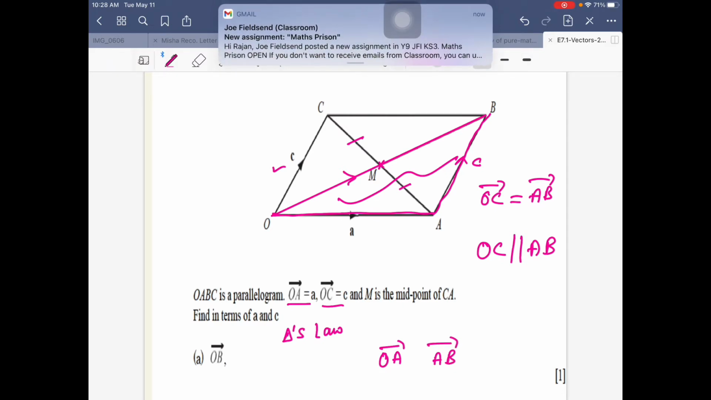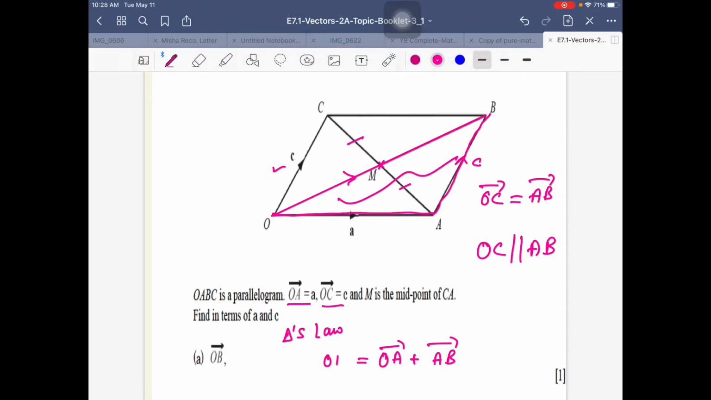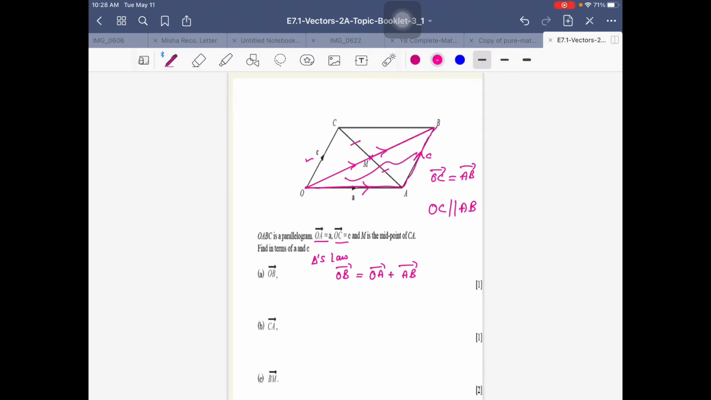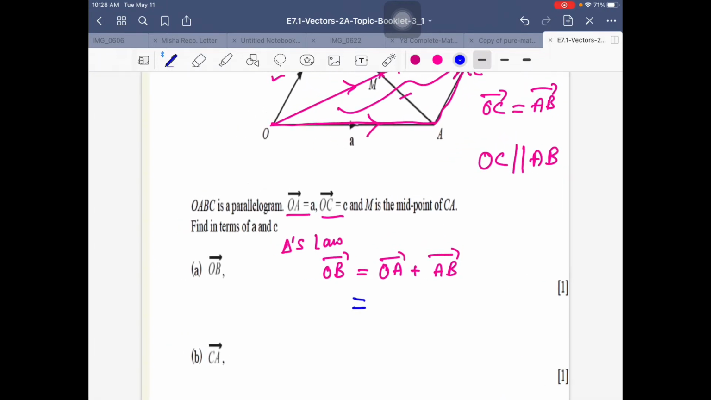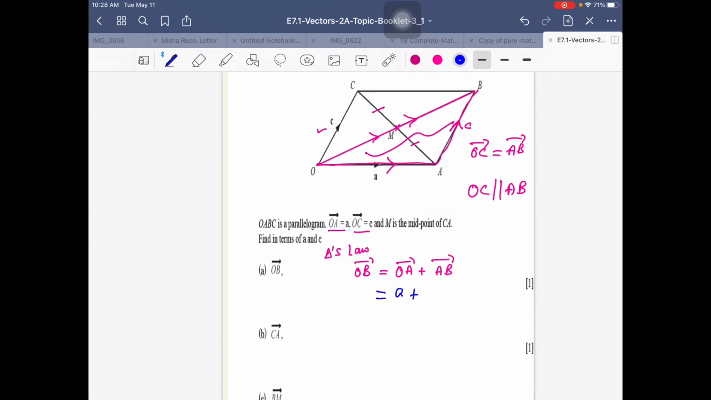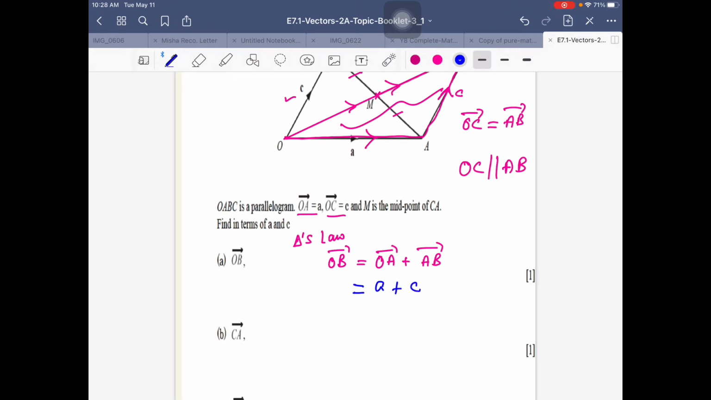So by triangle's law of vector addition, their sum should be the third side in the opposite order, meaning OB vector. OA vector is in this direction, followed by the order AB vector in this direction, and OB is going the opposite direction. So OB vector is equal to OA vector plus AB vector. OA vector is small a and AB vector is small c. So OB vector is equal to a plus c. This is the answer to part a, 1 mark.